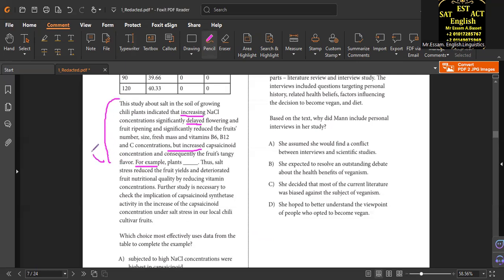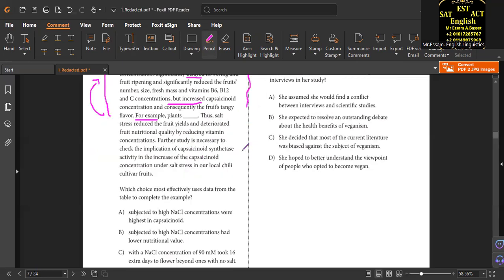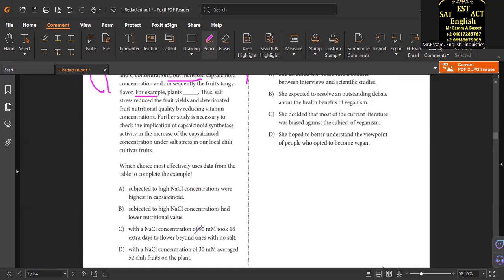So you need ideas to support this point only. What's that? Increasing this concentration delayed. It makes it take more days. But increased. So we need substance to support this one. Look here for letter C. It took 16 extra days, delayed or not? Delayed. So 16 days extra, more than the normal days.